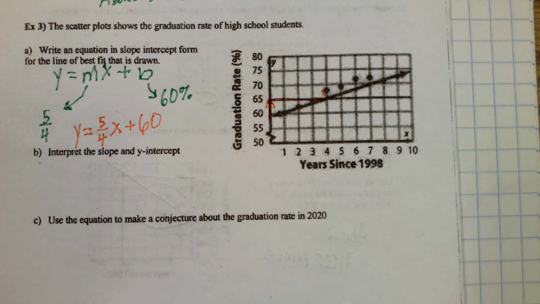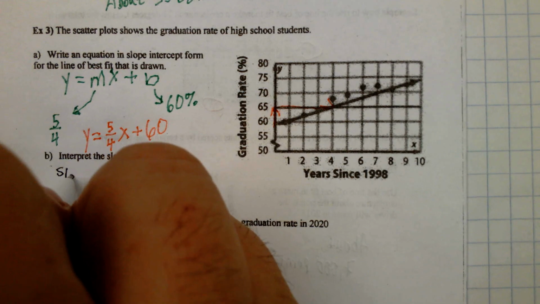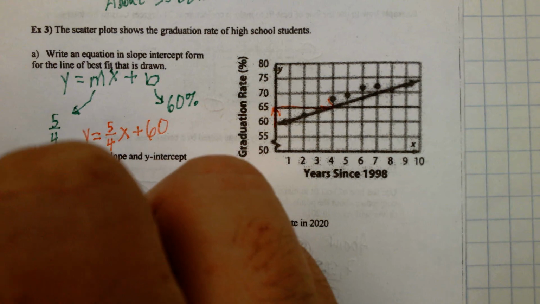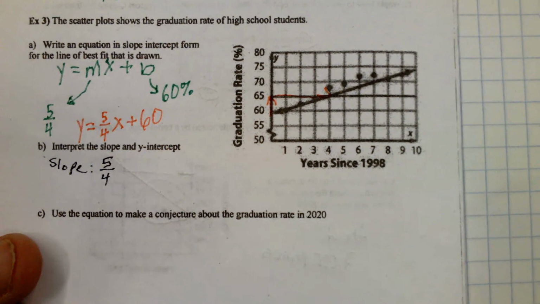Okay. Part B. We're going to interpret the slope and the y-intercept. What do they mean based on what our data is about? Okay. So let's start with the slope. It's 5 over 4. What are we measuring on the y-axis? Graduation rate in percent. So basically, it's going up 5%. So this is 5%.